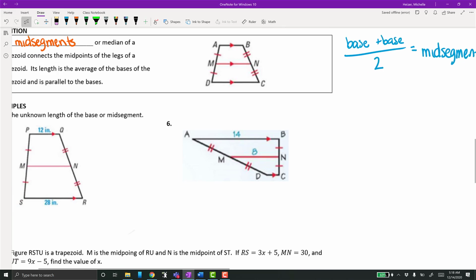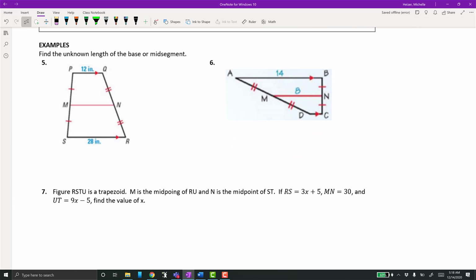So if I look at number 5 here, we want to find the length of the midsegment because we know both of these bases. So we want to find this here, x. To do that, we're going to add the two bases. So I have a base of 12. Remember, your bases are your parallel sides, so a base of 12 and a base of 28, and divide by 2. 12 plus 28 is 40. Divide by 2. 20 inches would equal my midsegment.